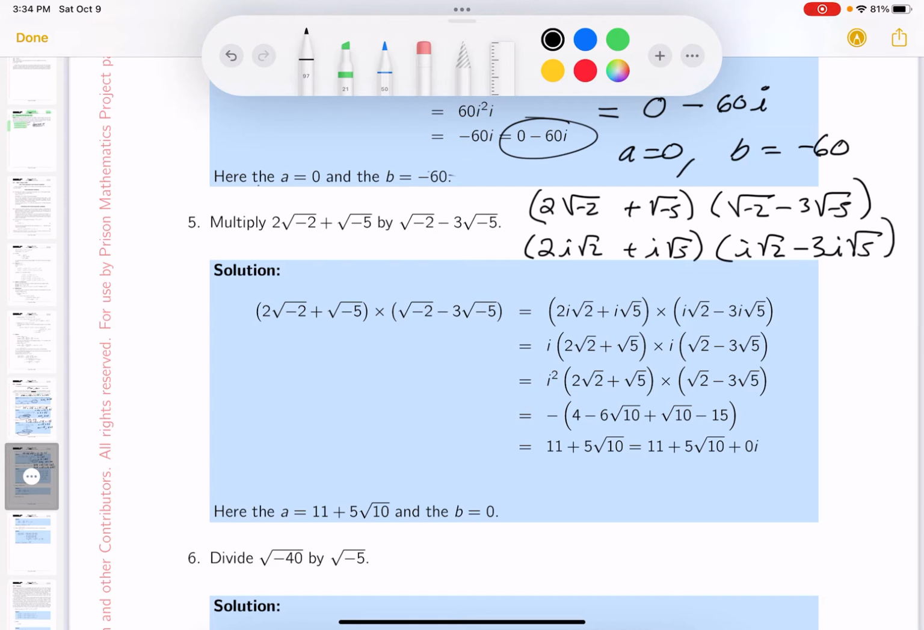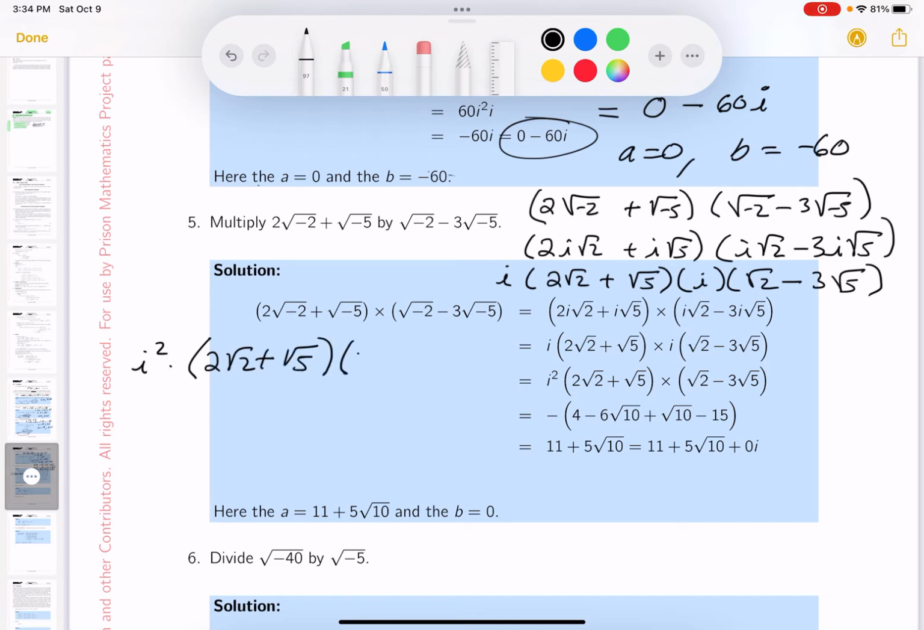Well, I'm going to factor an i out from both of these factors over here, and I'll do it one thing at a time. So i, 2 root 2 plus root 5, and then you're going to get an i from that. I'll write that down for you. Root 2 minus 3 root 5. I'm going to keep going. I'm going to associate the i's together, and you get i squared. I'll write this on the side for you. And then I get this multiplication, which is 2 root 2 plus root 5 times root 2 minus 3 root 5.